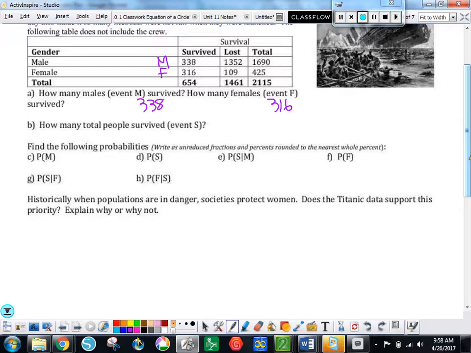How many total people survived? Event S. 654. Okay, find the following probabilities. Write as unreduced fractions and percents rounded to the nearest whole percent. So 2 answers here. Part C, is this a conditional or is this a marginal? Good, marginal. I'm only looking at the male. So, what's the probability that the person on the boat was a man?